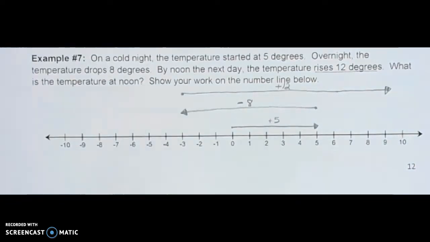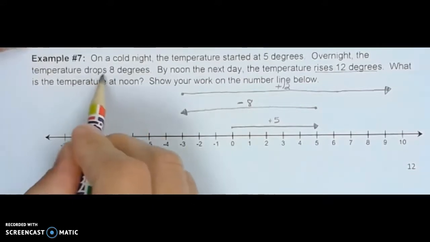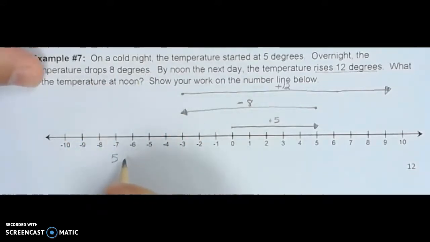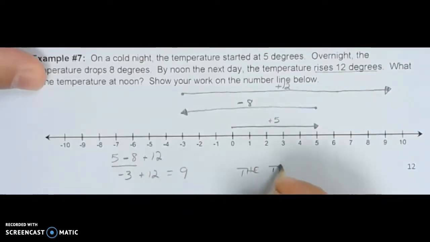Okay, I can show that with a math problem as well. If I started at 5 degrees, and then the temperature drops 8 degrees, I can make that a minus 8. And then when my temperature rises 12 degrees, I can just add 12. Okay, well, 5 minus 8, that's the same as 5 plus negative 8, which is negative 3. And then if you add 12 and negative 3, that gives you a number 9. So the temperature is 9 degrees.